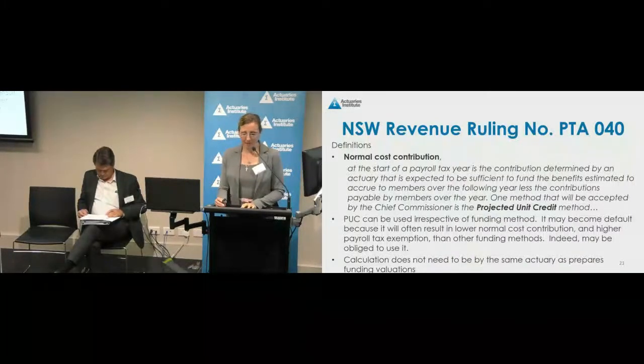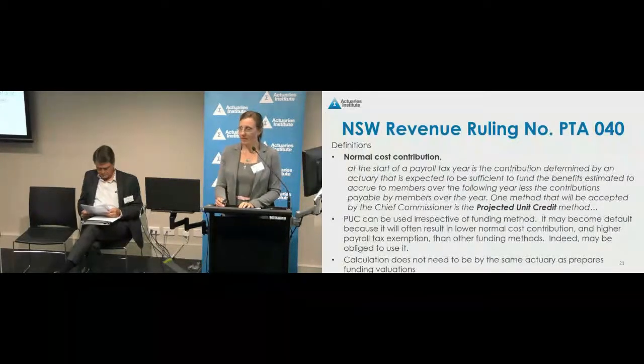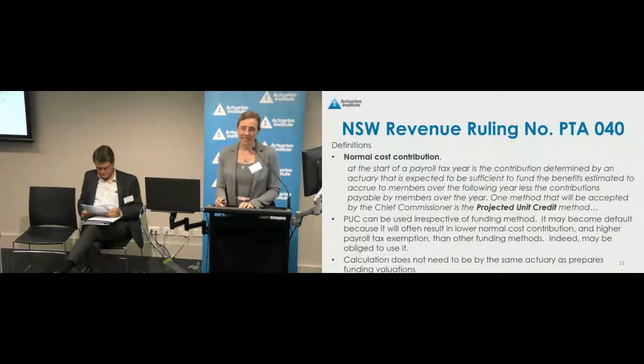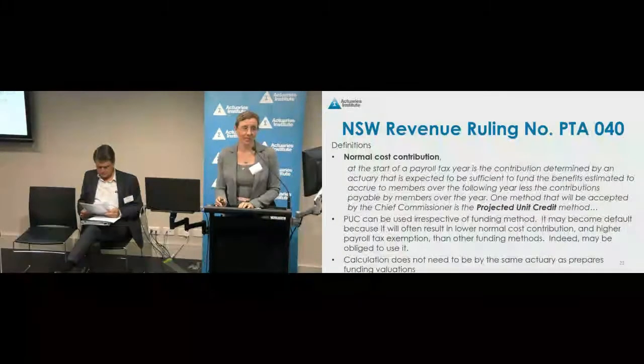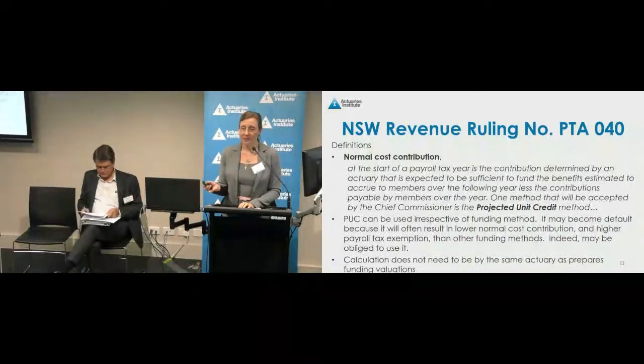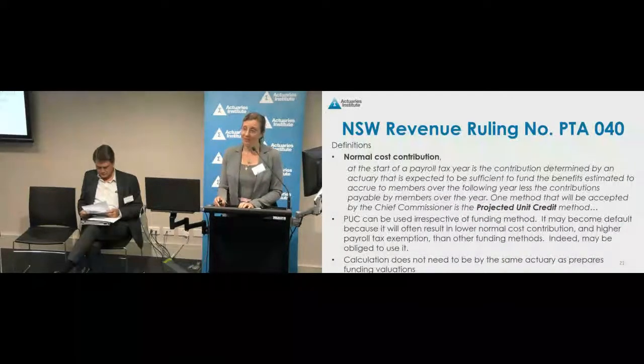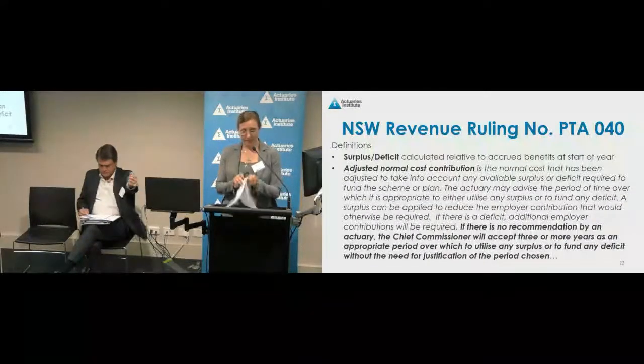So the PUC method can be used irrespective of whether that is the funding method used. It may become a default because it will often result in a lower normal cost contribution and potentially a higher payroll tax exemption than other funding methods. And indeed, then we might be obliged to use it. Calculations do not need to be made by the actuary who is the funding actuary. So it could be another actuary. And in particular, this is advice to the employer, not to a trustee.